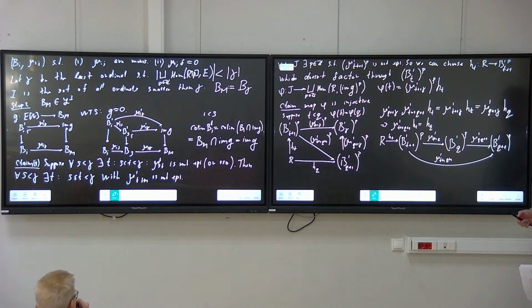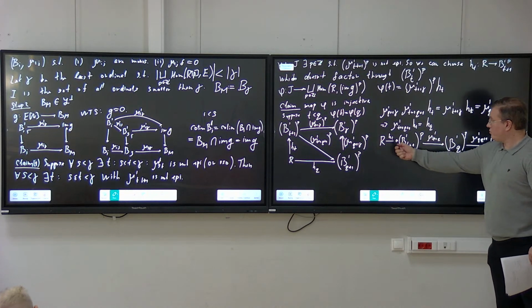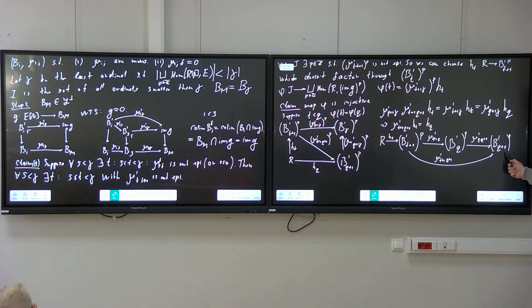So since I have this formula, I can write this hq as this composition, right? But this factors through the B prime Q and this map. That's a contradiction, so it's not possible to have such a factorization.